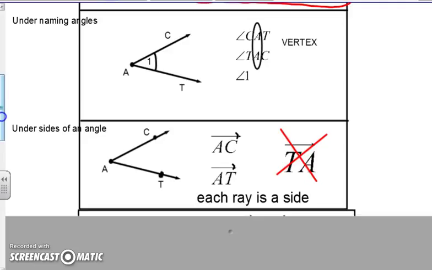And remember, I cannot name this ray TA because T is not the end point. T is where the arrow is.